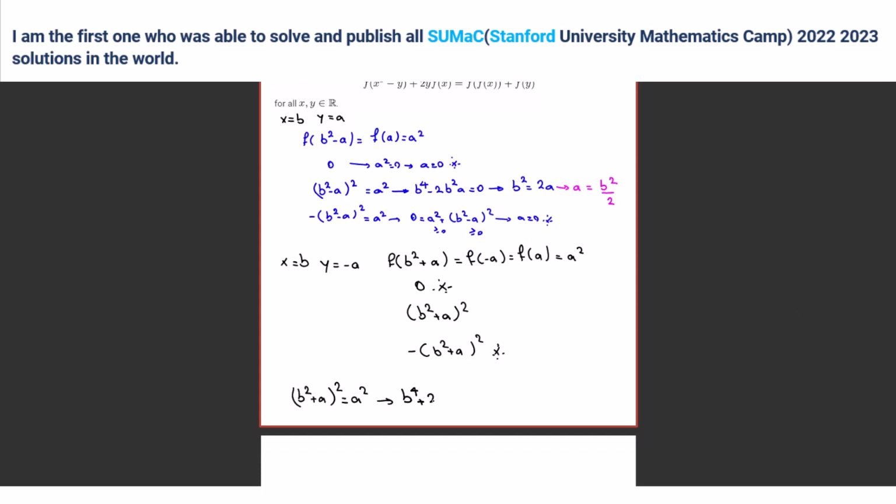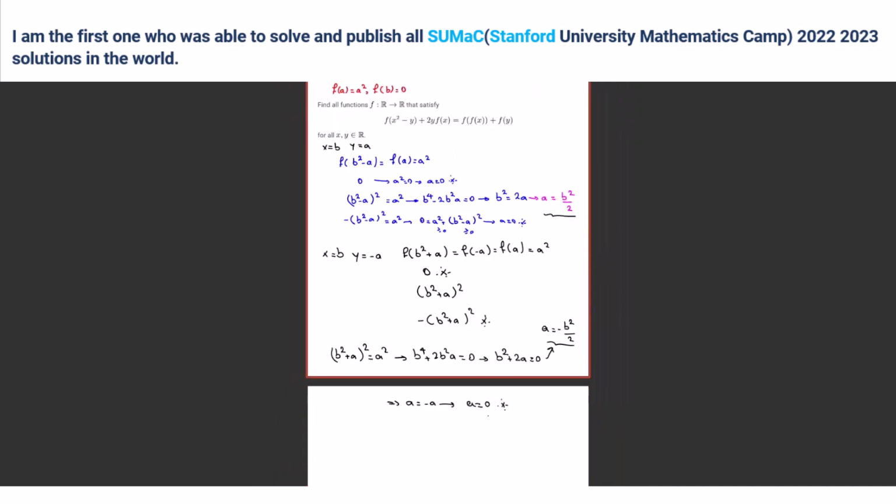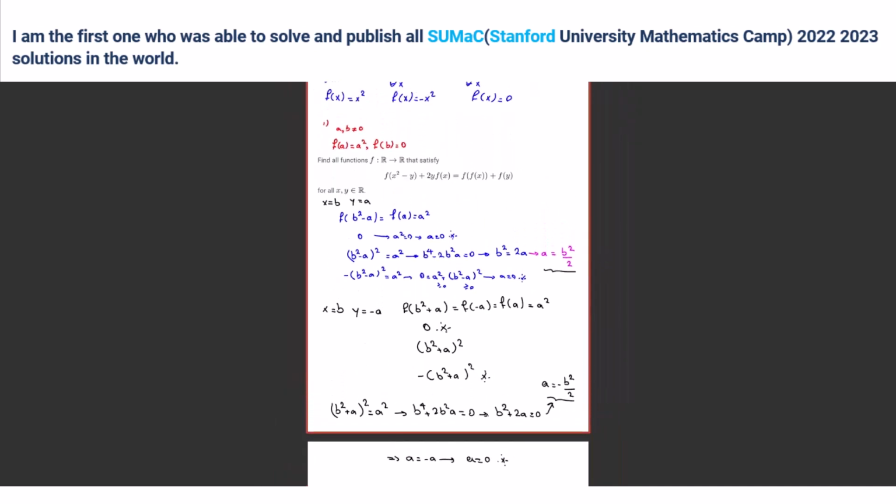Then b to the 4 plus 2b squared a is equal to 0. We can divide by b squared, so b squared plus 2a is 0, right? So a is equal to negative b squared over 2. So a is b squared over 2, a is negative b squared over 2. So a is equal to negative a and a is 0, right? Understood how we reach contradiction? Yeah. Okay.